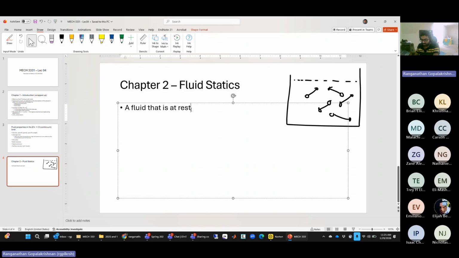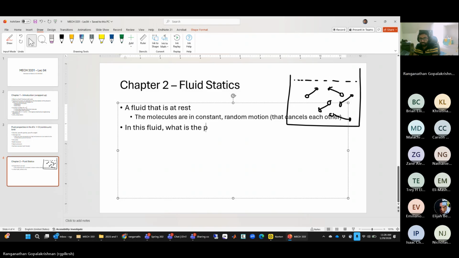So the fluid is at rest. The molecules are in constant random motion that cancels each other. Okay. So the first question we want to ask is, in this fluid, what is the nature of pressure at a point?